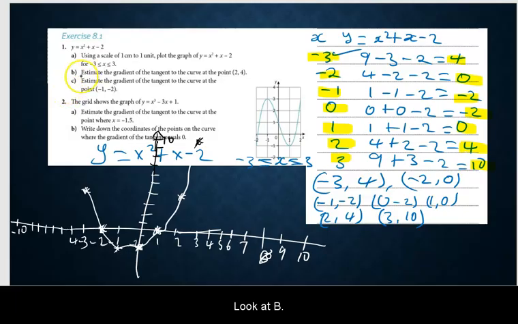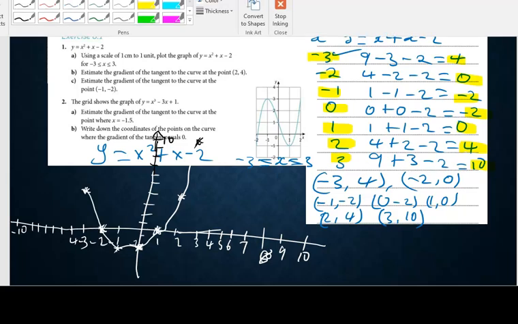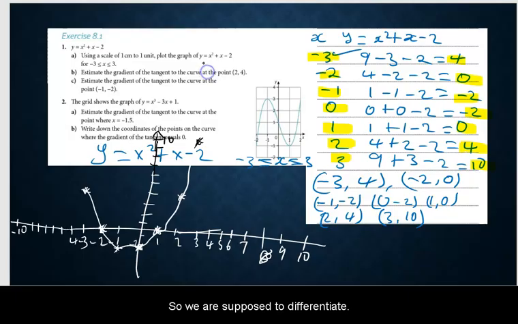Look at B. Estimate the gradient of the tangent to the curve at the point 2, 4. So to find the exact gradient now, we need to differentiate. So let's do that. So we are supposed to differentiate. So we take dy over dx. Dy over dx in this case will be d dx.